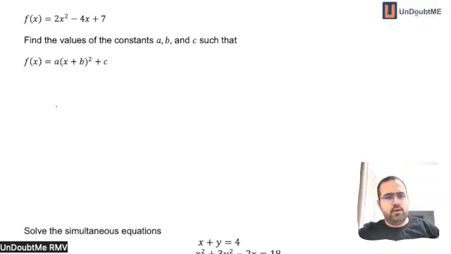Okay, fine. So how will we do the first question? Any one of you have any idea? This is the quadratic. We need to write it down in this form, and then we need to find the values of A, B, and C.